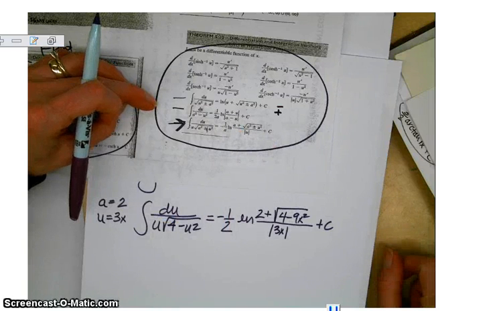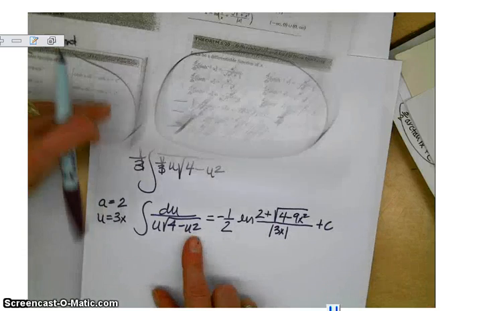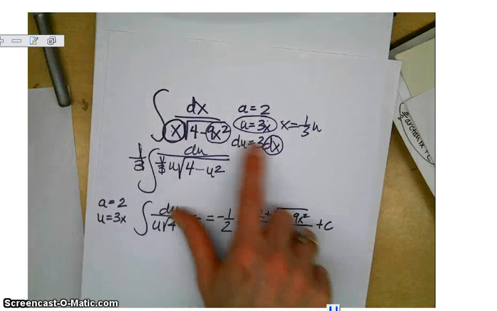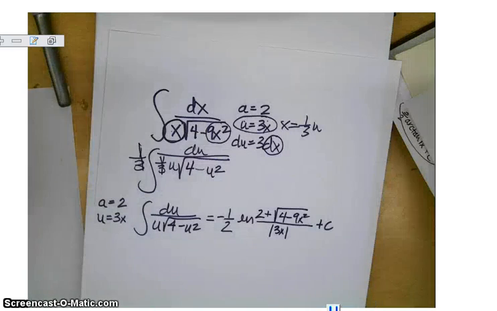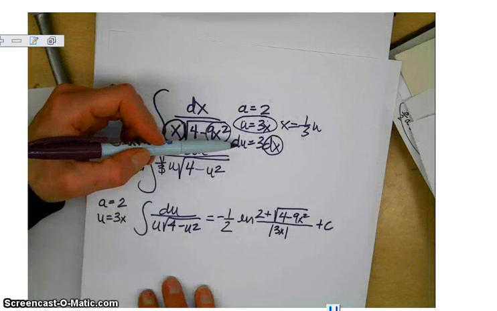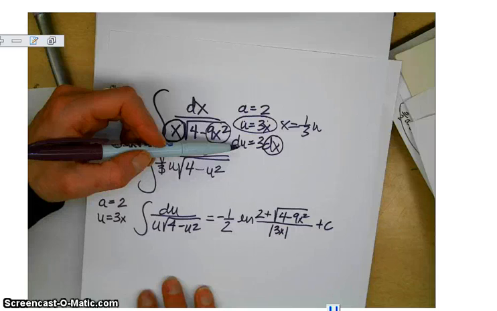But why did I have to use substitution? Why couldn't I have just plugged this stuff in? Because the du is more than just dx. It was 3 dx.